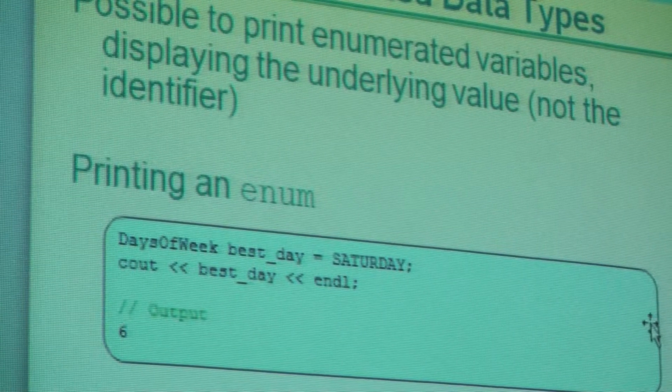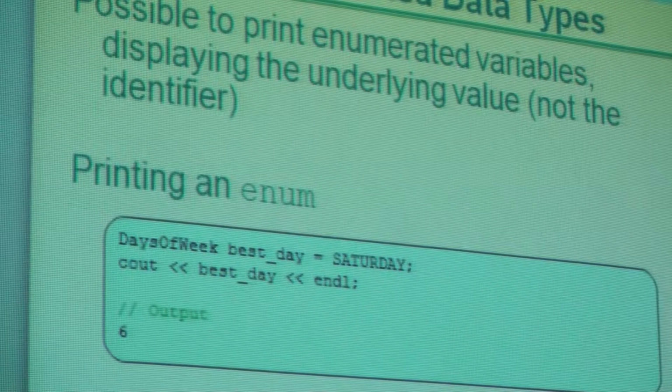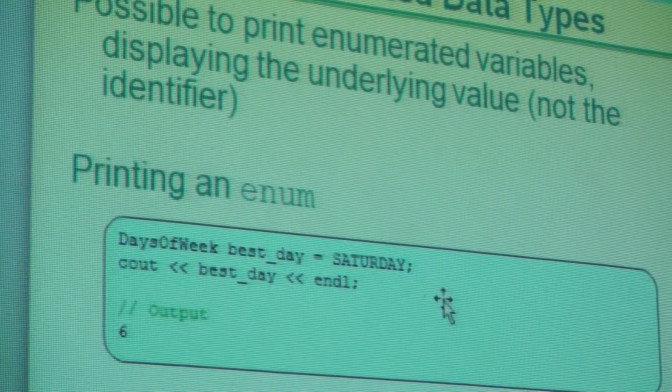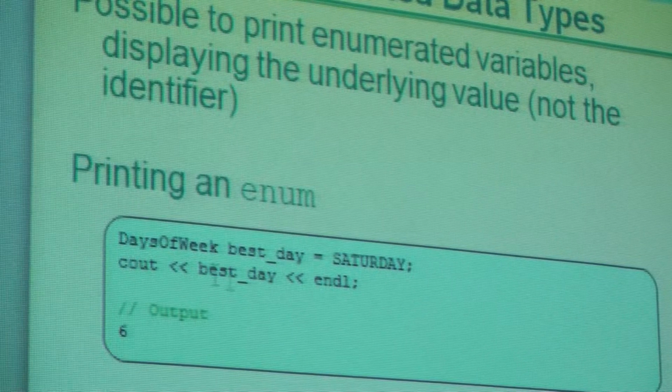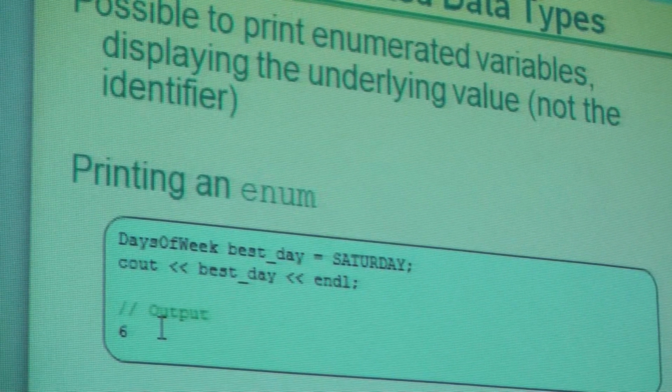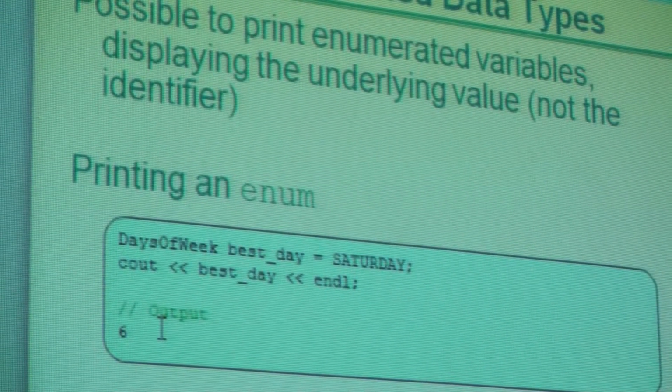Printing an enum. Here's where the layer of the onion gets ripped back. And I don't know why C++ didn't follow this through to its logical conclusion, because if it did, then it would be much more useful. Here we have cout best day. We know best day is Saturday. That's the object, Saturday. But cout says, to heck with you. I'm going back to native mode. I'm printing out a 6. All right? Is that clear?